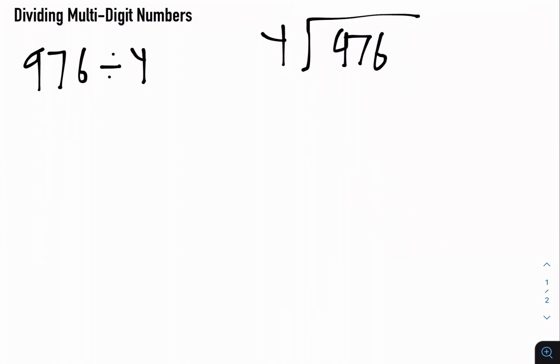So first, we have to ask ourselves, how many times does 4 go into 9? And the obvious answer is 2. So we do 4 times 2, which is 8, and subtract it from 9. Then we get 1.